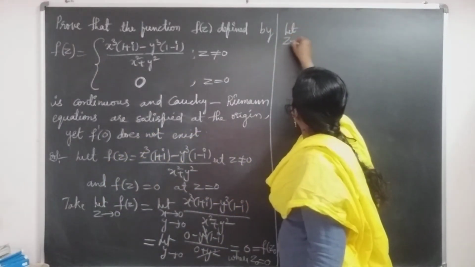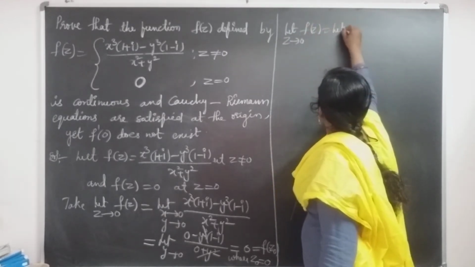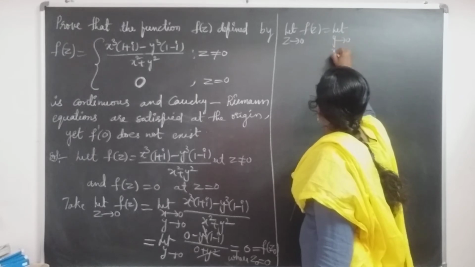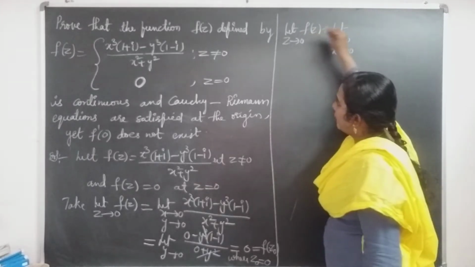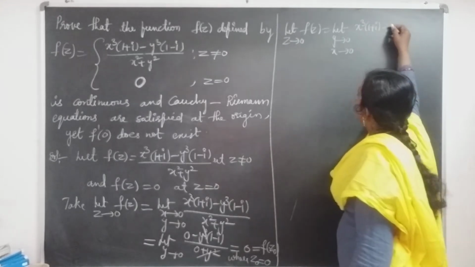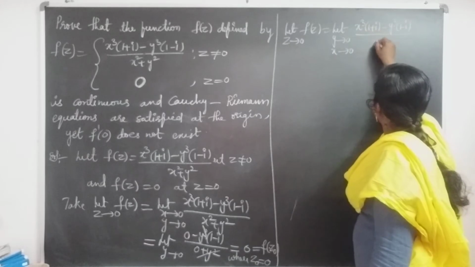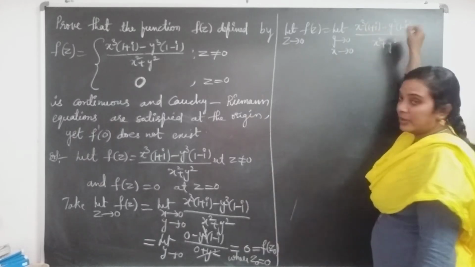Okay, the second case: limit z tends to 0 of f of z, equal to the limit as y tends to 0, x tends to 0, of f of z, that is x cube into 1 plus i minus y cube into 1 minus i, by x square plus y square.